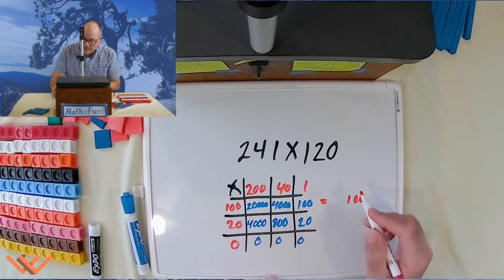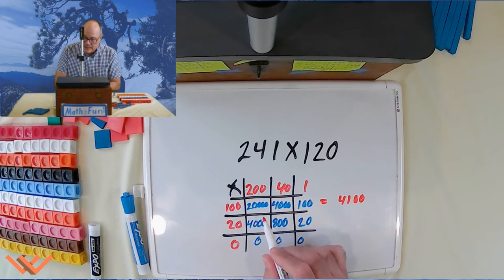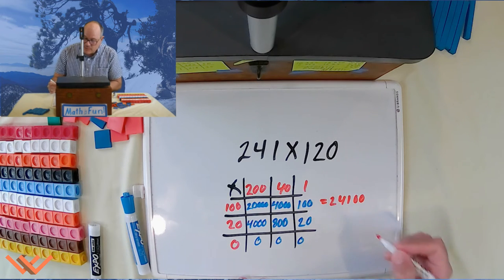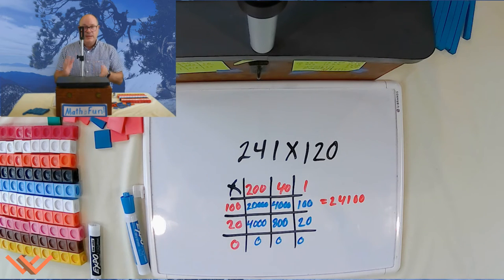I at least have 4,000. And let's see here, I don't have any thousands. I have tens of thousands. So I have two ten thousands. So that's 24,100.